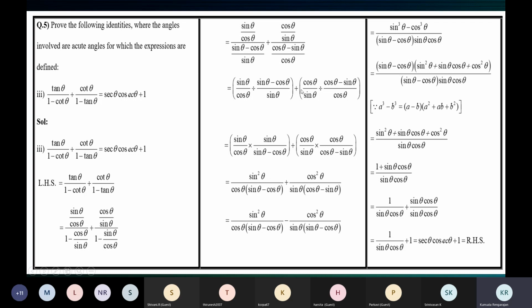This part I was telling you yesterday. So you can see it here. This is the numerator, children. This is tan theta. Look at the numerator. What's the numerator? Tan theta. The result of tan theta is the numerator. The result of 1 minus cot theta is the denominator. The result of cot theta is the numerator. The result of 1 minus tan theta is the denominator. That's what I meant by saying numerator, denominator.